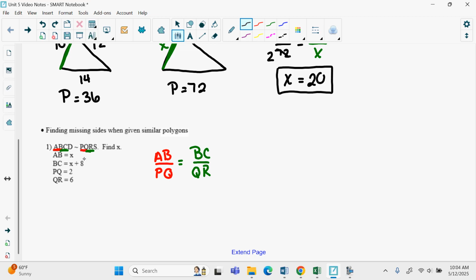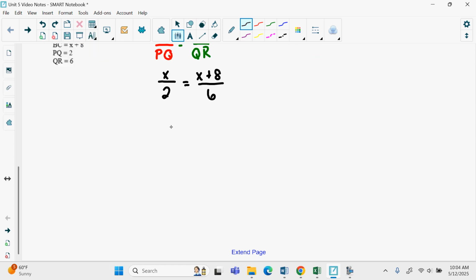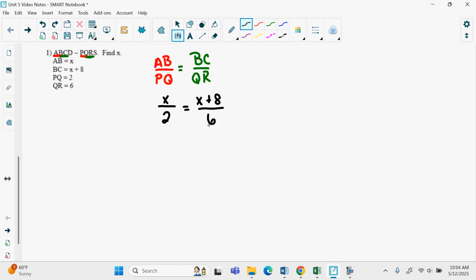And then I can go ahead and just plug in the pieces that I know. So AB is x, BC is x plus 8, PQ is 2, and QR is 6. And again, I can just solve this by cross multiplying. So I've got 6 times x is equal to 2 times x plus 8. And then we're just doing a little bit of algebra to finish up here.